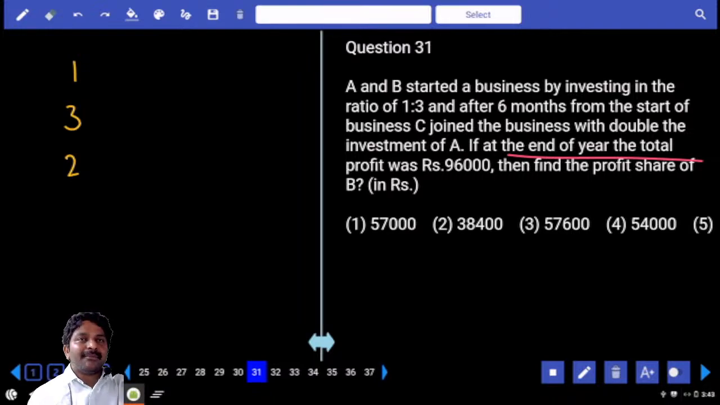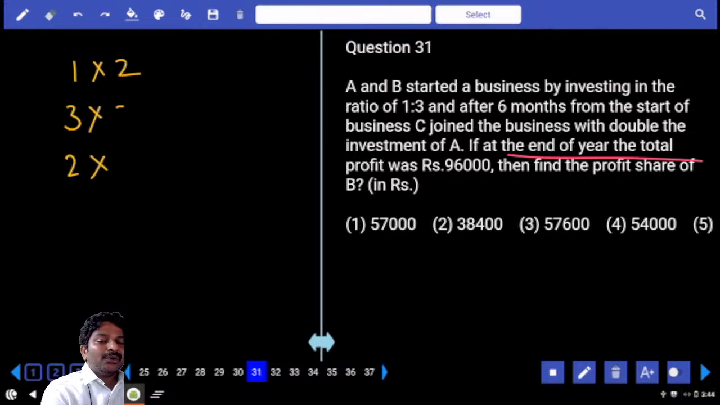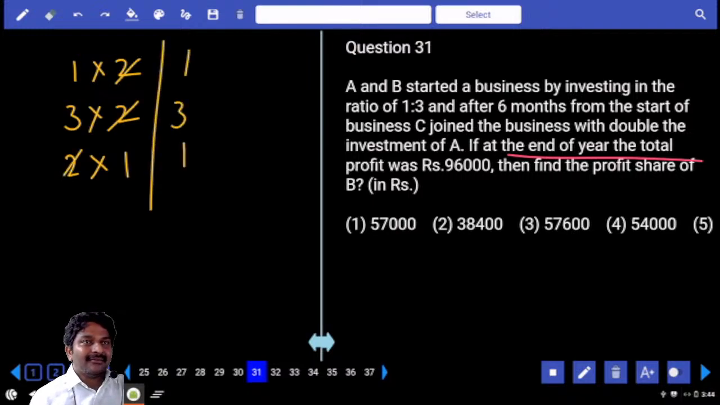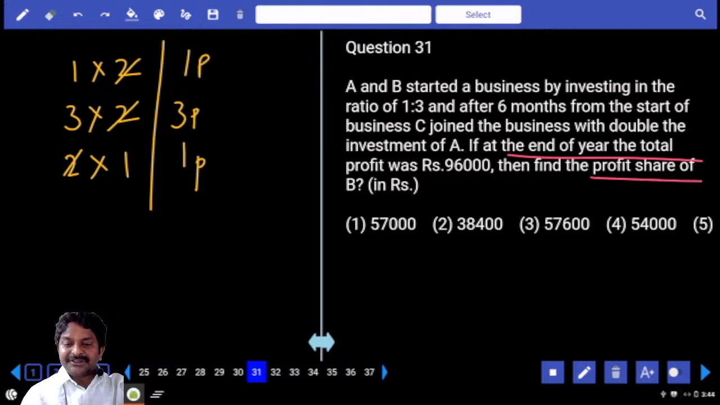Who is there from the beginning? So A and B will be there for 12 months. C will be there for 6. So can I directly write time ratio here? 2, 2, 1. Can we write like this? 2, 2, 2 gets cancelled. 1, 3, 1. Total how many parts? 5 parts.